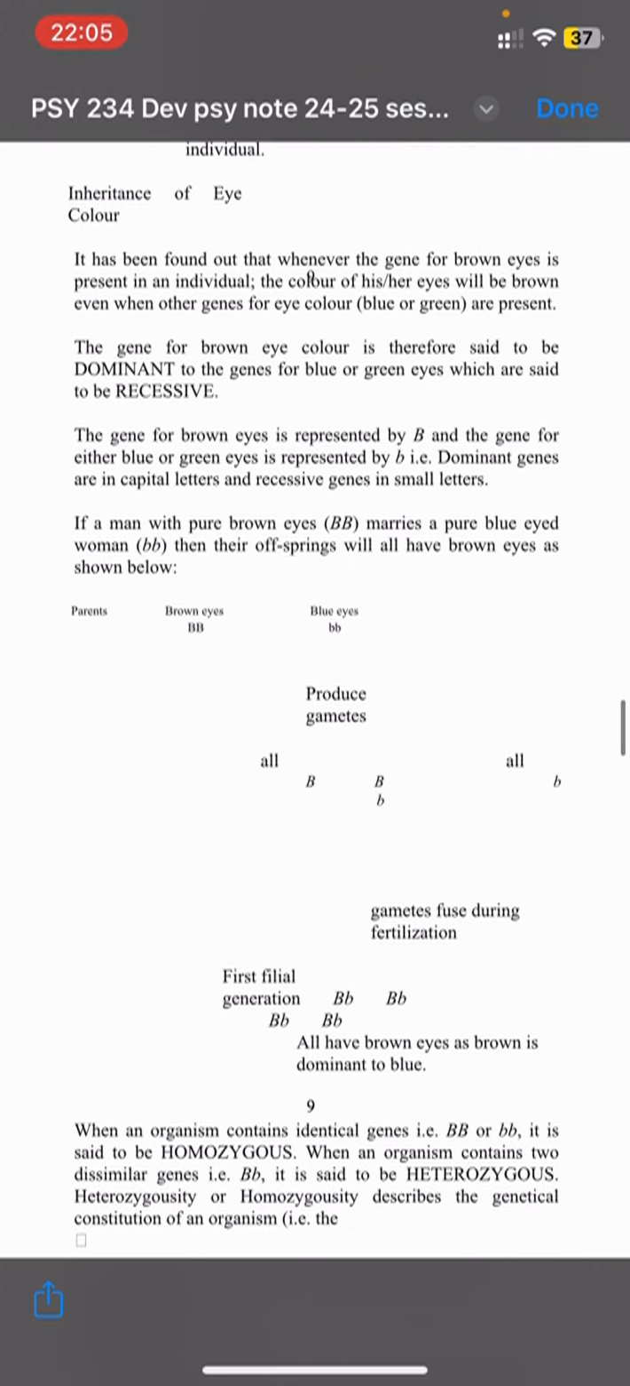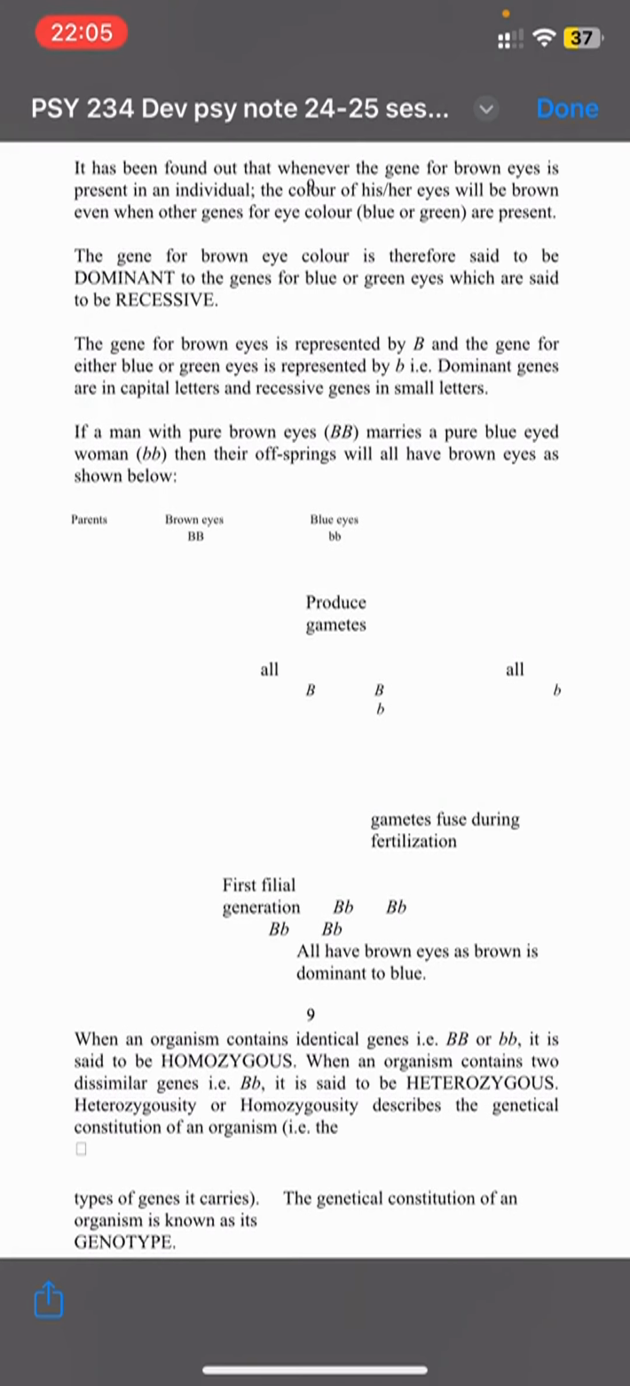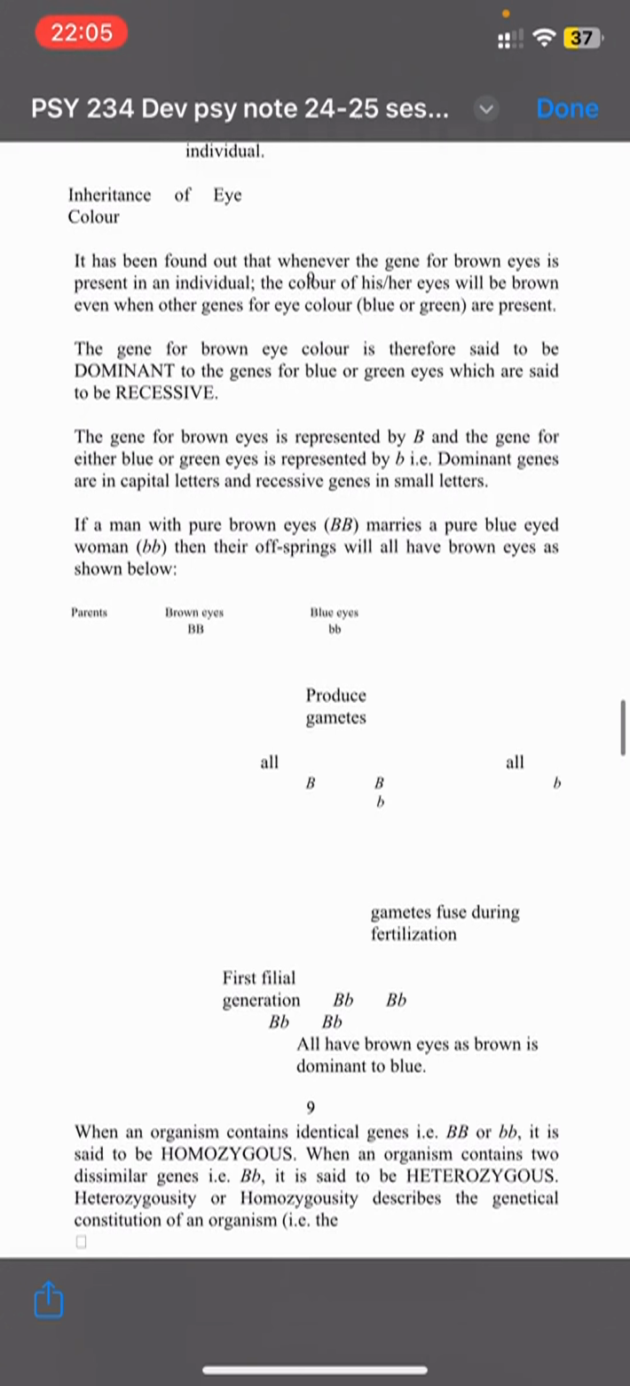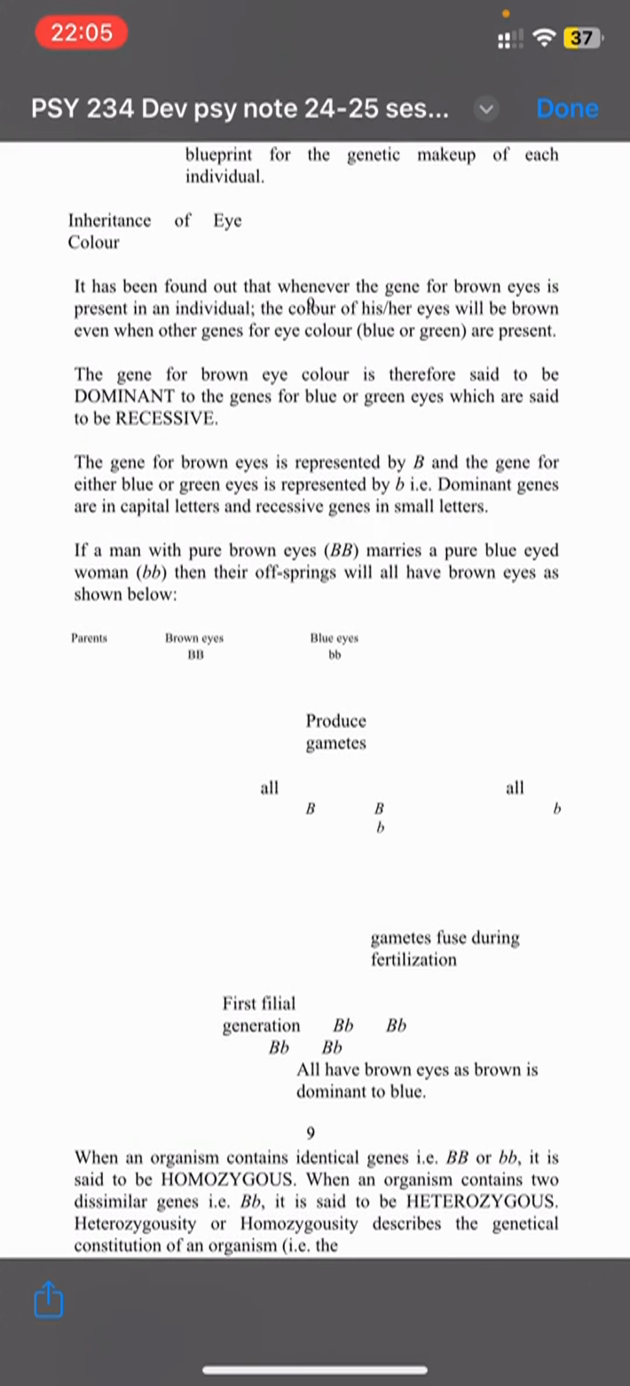Now, dominant genes are written in capital letters. If a man with pure brown eyes, BB, marries a pure blue-eyed woman with small letter b's, then their offspring will all have brown eyes, as shown below. Now, do you know why there are two capital letter B's?